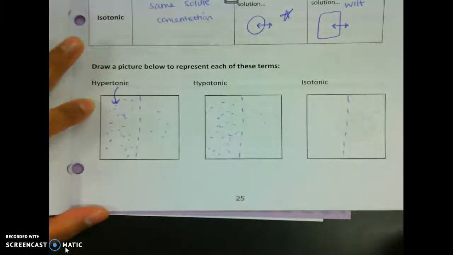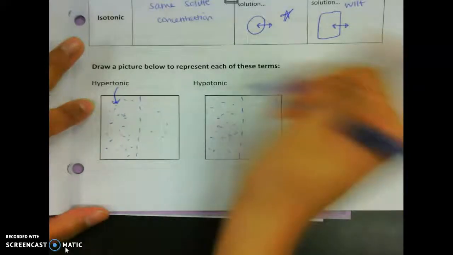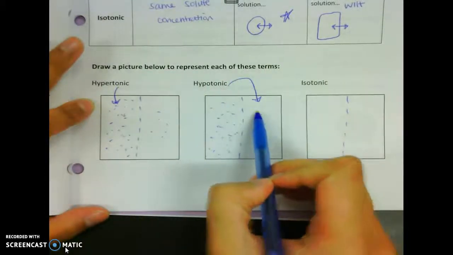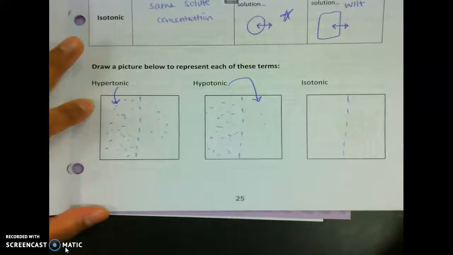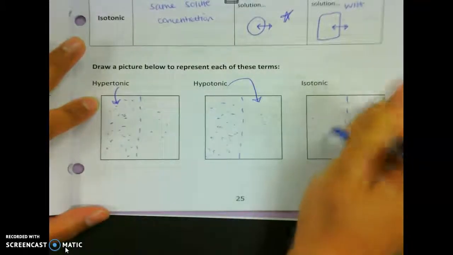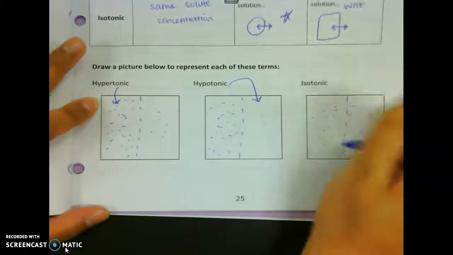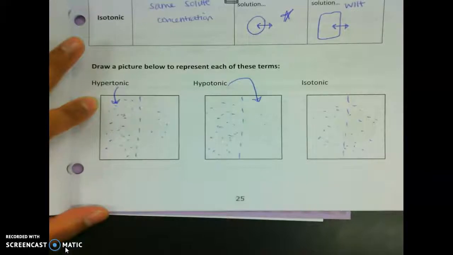In this case, which side is hypotonic? The one with less solute. So draw an arrow to remind yourself that this is the side that is hypotonic. And the last situation is isotonic. So we should have the same number of solute molecules, or the same concentration of solute, on both sides. And now both sides are isotonic to each other.